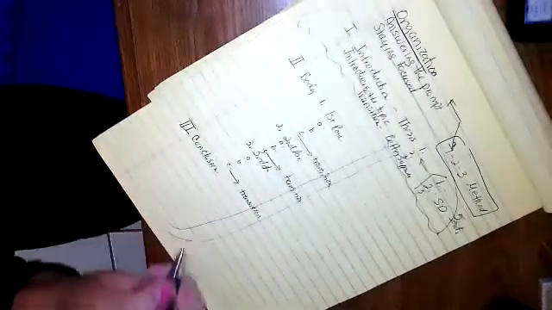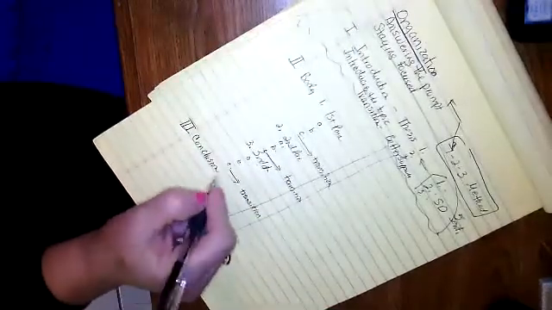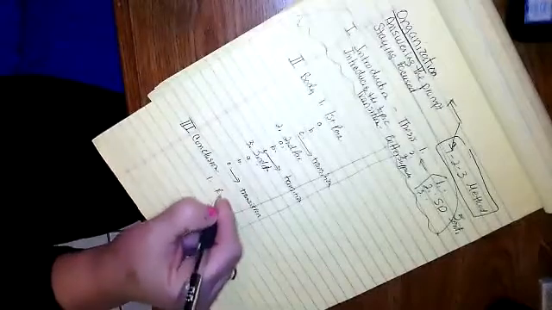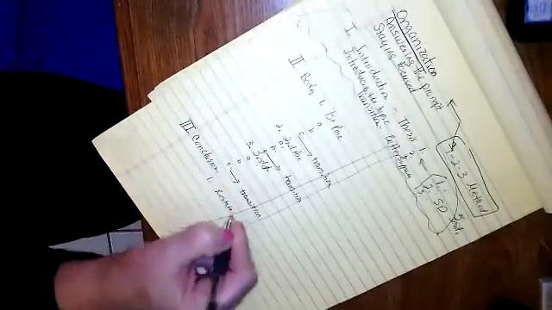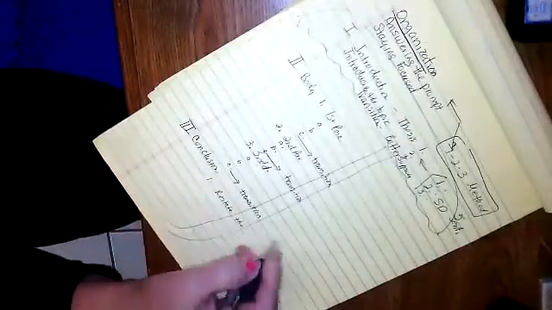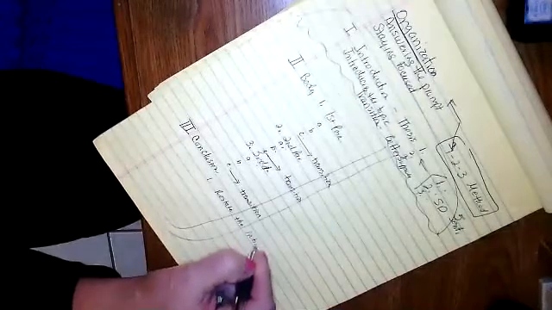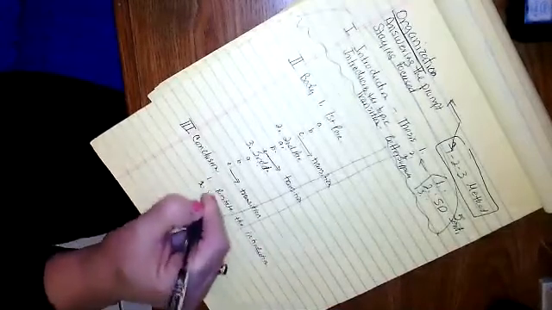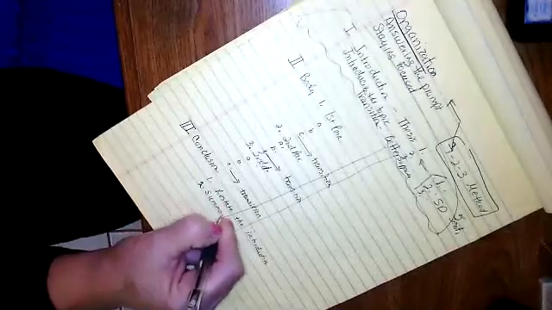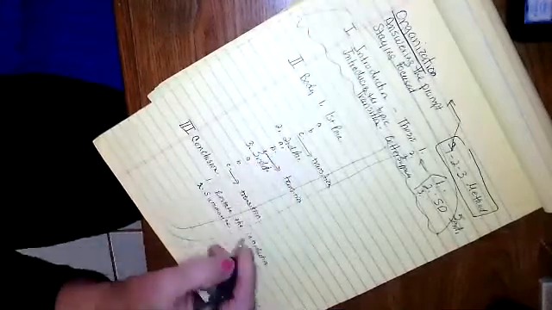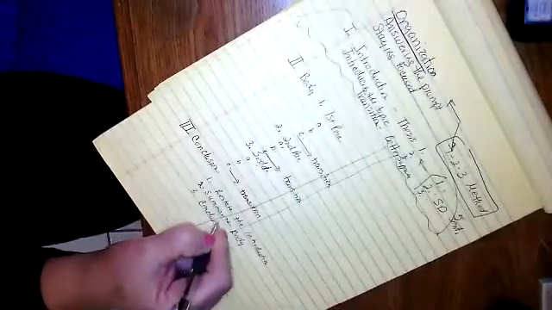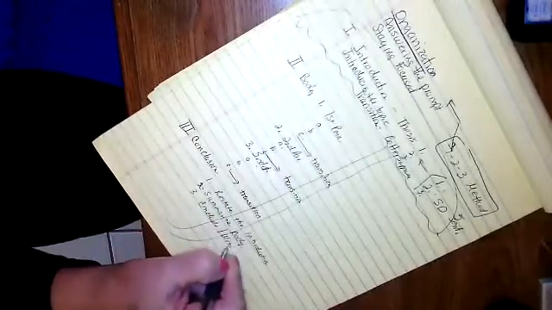Okay, so then down at your conclusion, you're going to do three things here. You're going to restate the introduction, what you wrote in the introduction. You're going to summarize your body. And then the last thing you're going to do is you're going to conclude the essay. You're going to wrap it all up.